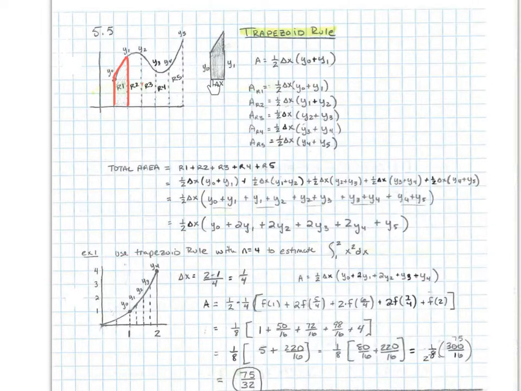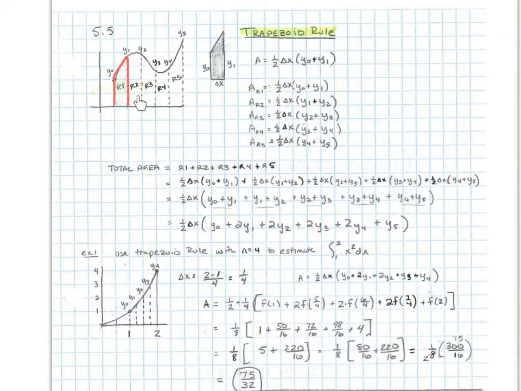The height of the trapezoid is delta x, which would be the width of each partition. y sub 0 is the left side, y sub 1 the right side. y sub 0 will be one of the bases, y sub 1 would be the other base, and we know the area of a trapezoid is half the height times the sum of the bases. So 1/2 delta x, y0 plus y1.